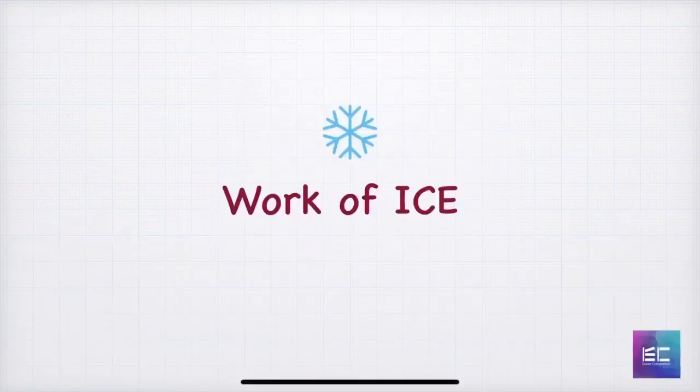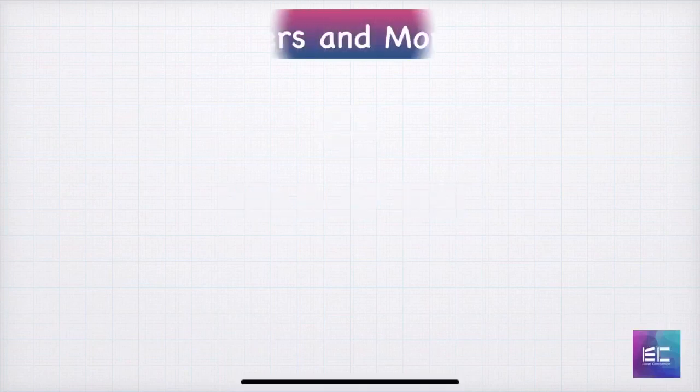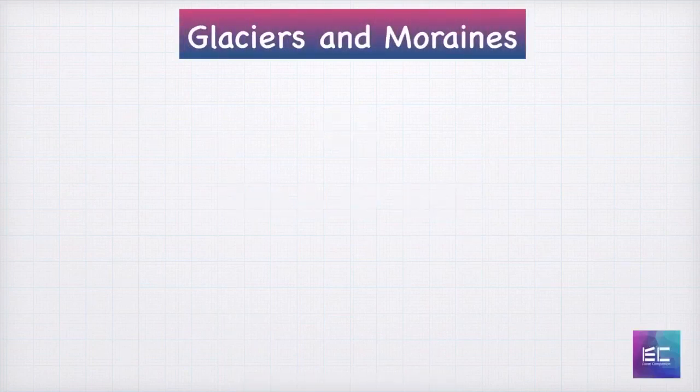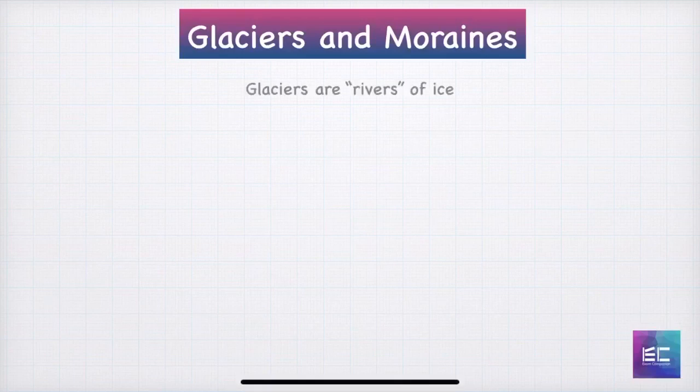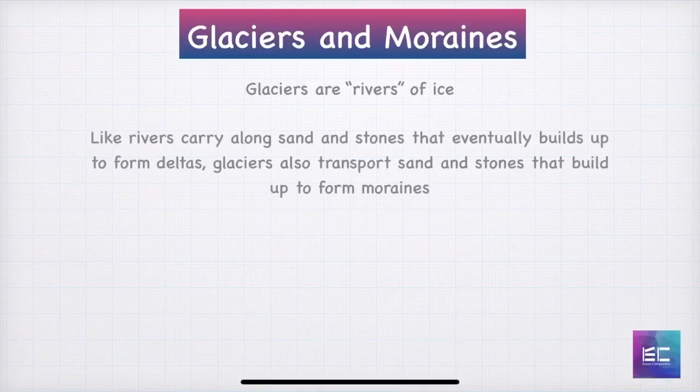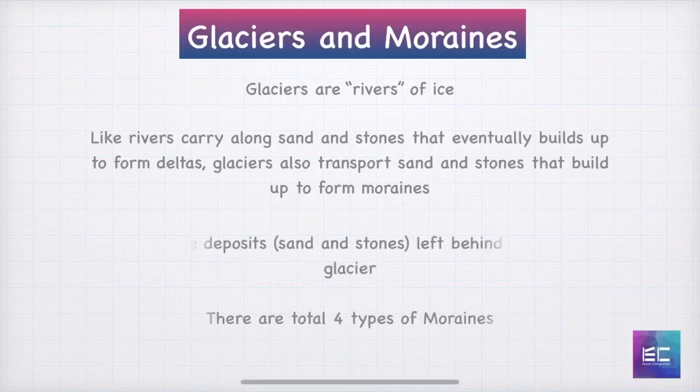Next, we will study about the work of ice. So glaciers. What are glaciers? Glaciers are nothing but rivers of ice, or we can say glaciers are frozen rivers. And we saw that rivers carry along sand and stones, and they eventually build up to form deltas. Similarly, glaciers also transport sand and stones that build up to form moraines. So moraines are nothing but deposits left behind by a moving glacier.